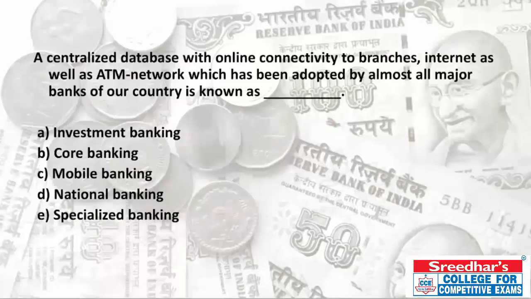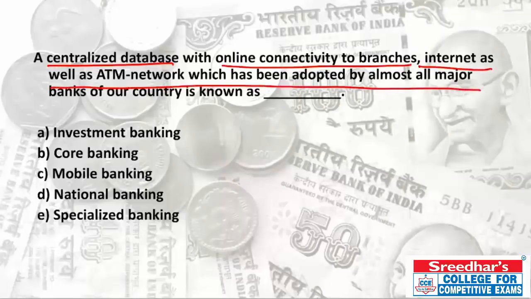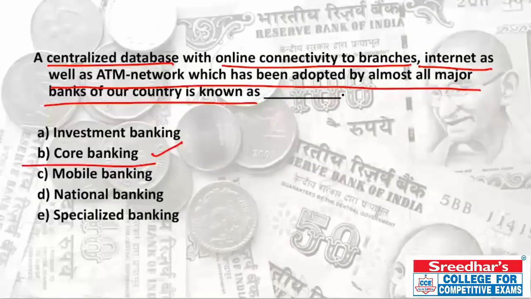A centralized database with online connectivity to branches, internet, as well as ATM network, which has been adopted by almost all major banks of our country, is known as core banking. So core banking means it has a centralized database for a bank. It also has online connectivity to each branch, and it has internet as well as ATM connection, which has been adopted by almost all major banks of our country.